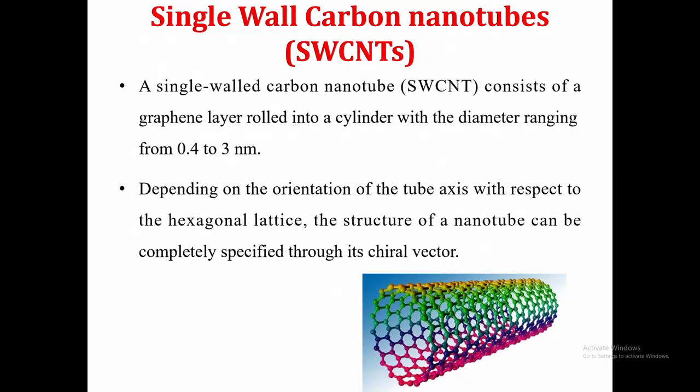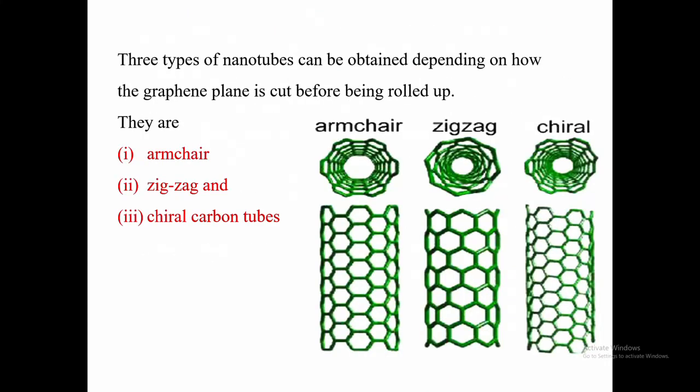First, single-walled carbon nanotubes. A single-walled carbon nanotube consists of a graphene layer rolled into a cylinder with a diameter ranging from 0.4 to 3 nanometer, which is about 1 lakh times smaller than the width of a human hair. Depending on the orientation of the tube axis with respect to the hexagonal lattice, the structure of a nanotube can be completely specified through its chiral vector. 3 types of nanotubes can be obtained depending on how the graphene plane is cut before being rolled up. They are armchair, zigzag, and chiral carbon tubes.